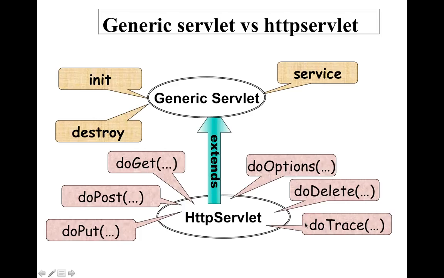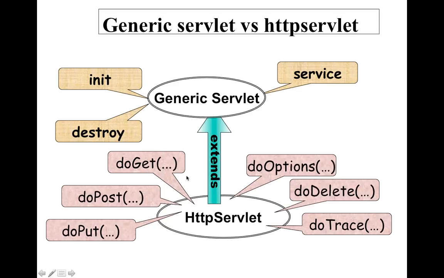Okay. doGet will get the resource. doPost, if you want to submit something to the server, use doPost. If you want to update something, you're going to use doPut. doOptions will provide all the options supported by this HTTP servlet, like get, post, put, and stuff like that. doDelete actually deletes something on a server. doTrace will show the information, like how exactly it's been invoking the servlet.